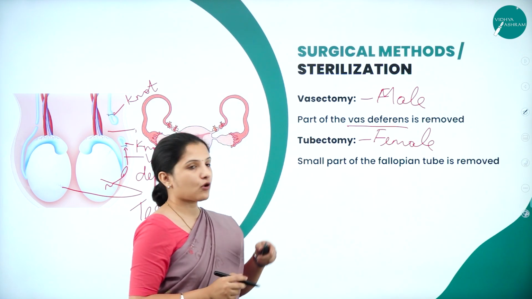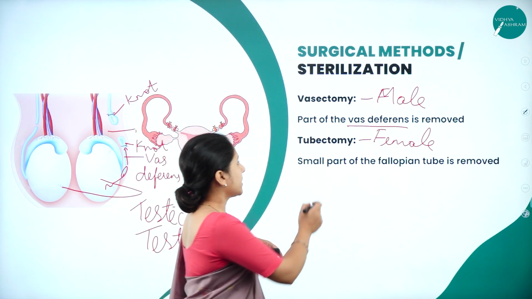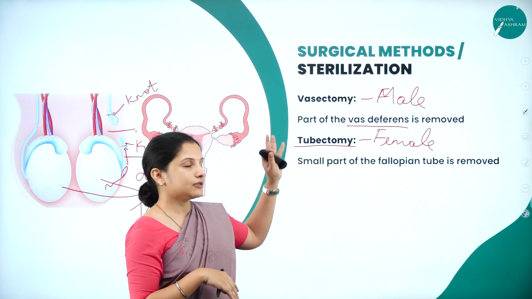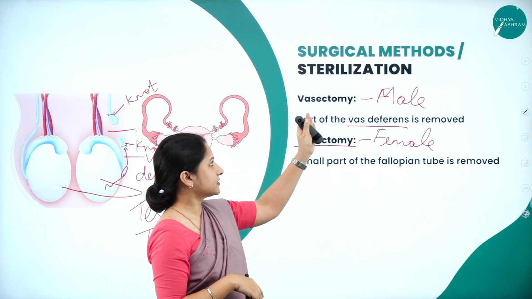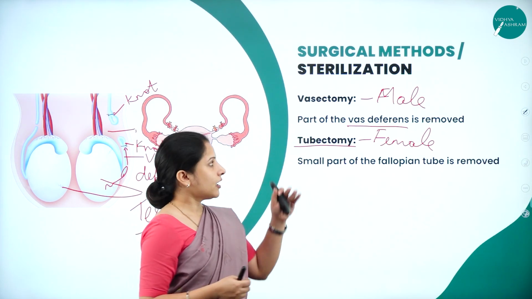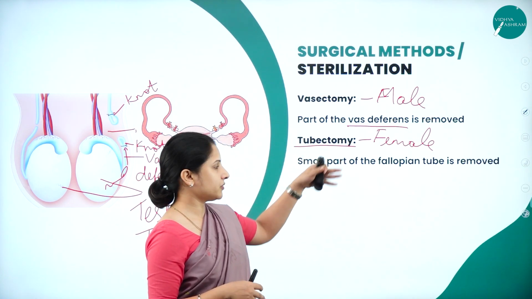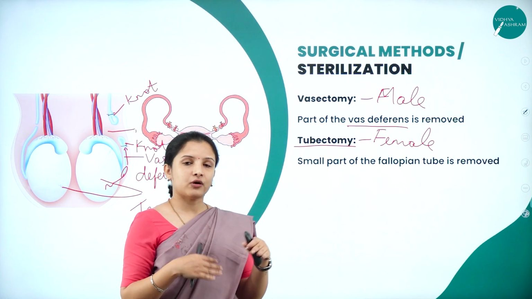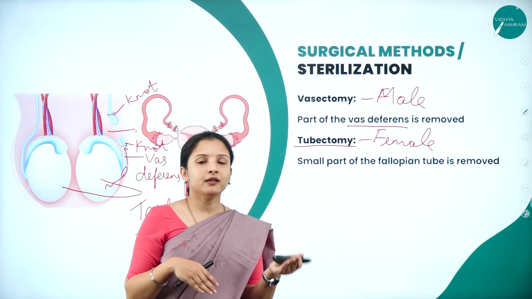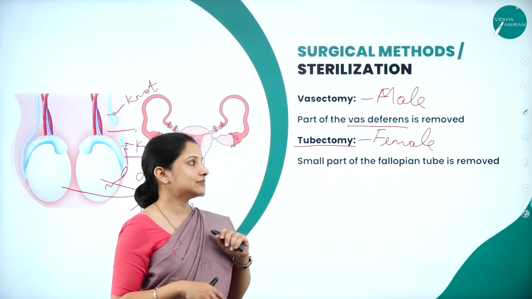The next important surgical procedure, which is done in the female, is tubectomy. If the male undergoes the surgery vasectomy, then he will not be able to make the female pregnant, and if the female undergoes the surgery called tubectomy, she will not be pregnant. So either one of them in a couple, either the male or the female, can go in for this surgical procedure or sterilization technique.